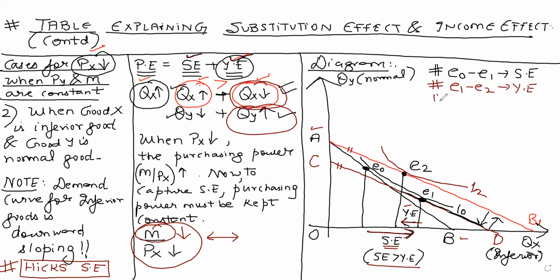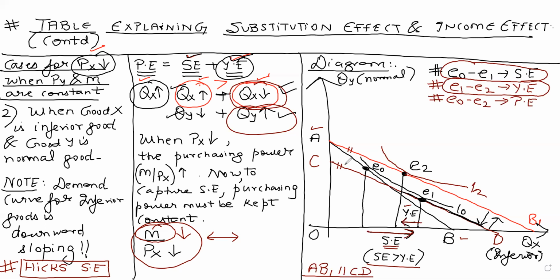And I can write movement from E0 to E2 is my total price effect. So you can see ultimately, guys, we are moving from E0 to E2 only. But movement from E0 to E2 is split into two parts: movement from E0 to E1, which is the substitution effect, and movement from E1 to E2, which is the income effect. And you can see that the budget line AB1 is parallel to the budget line CD. That means when you are moving from the budget line CD to AB1, your relative prices are not changing. Your purchasing power is changing.